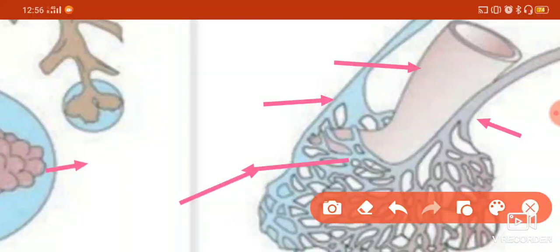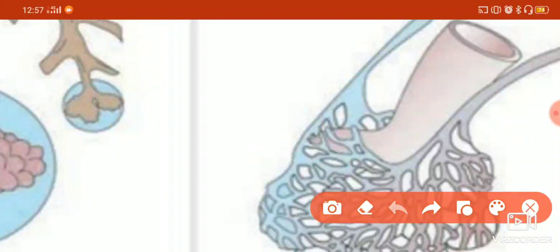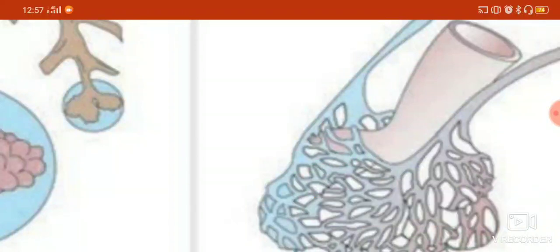How many alveoli are present in the lungs? There are about 700 million alveoli in the lungs, and they provide the surface area for exchange of gases. Means the actual function of the lungs takes place in the alveoli, which is the exchange of gases.